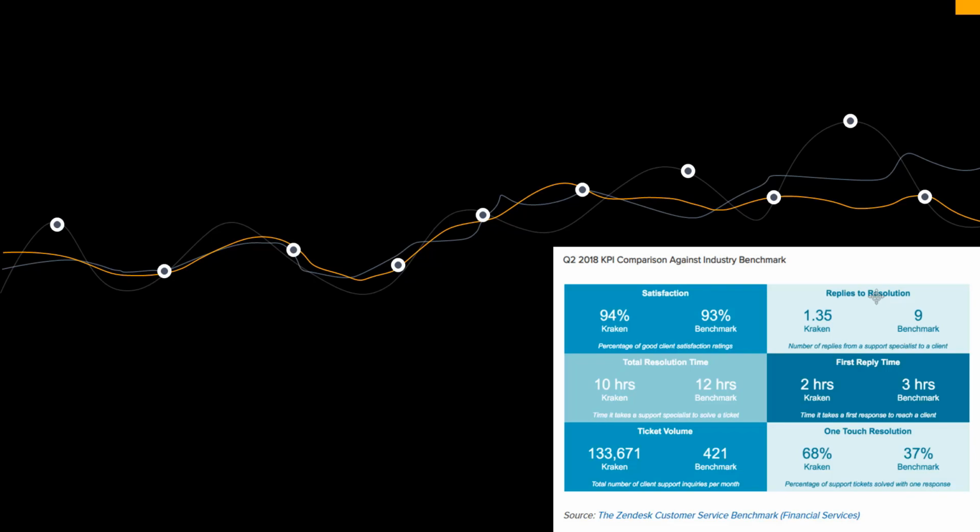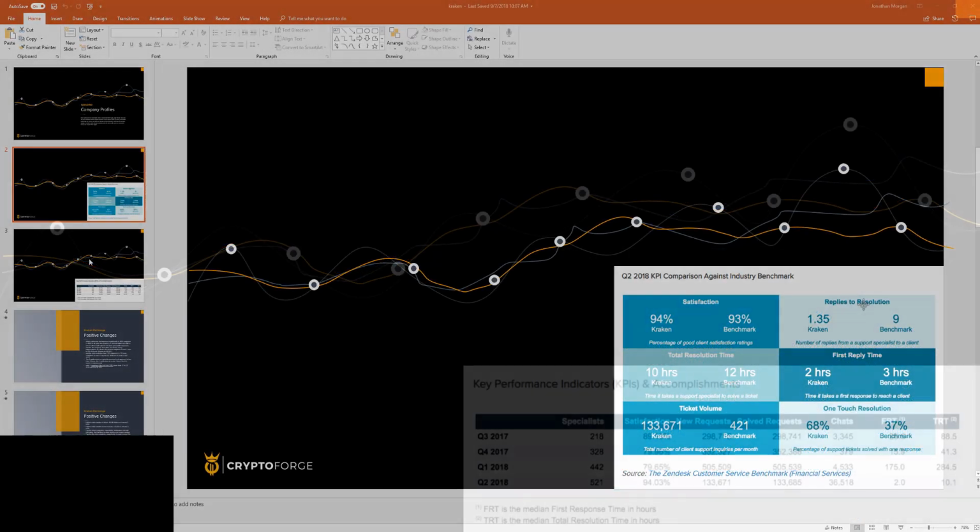Ticket volume, they have had a lot of tickets, and I think if Kraken were to really touch up that main page or just get rid of it, they would have a lot fewer issues, because trying to figure out your leverage amount or limit or how much you're able to do is not very apparent on Kraken. They don't have a very good interface. So, 133,671 tickets versus the benchmark of 421. One-touch resolution, the percentage of support tickets solved with one response, is 68% versus 37%. Those are actually pretty good numbers.